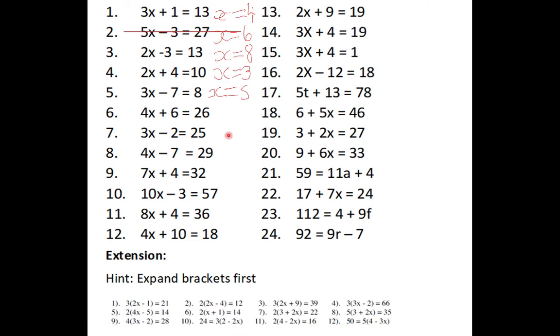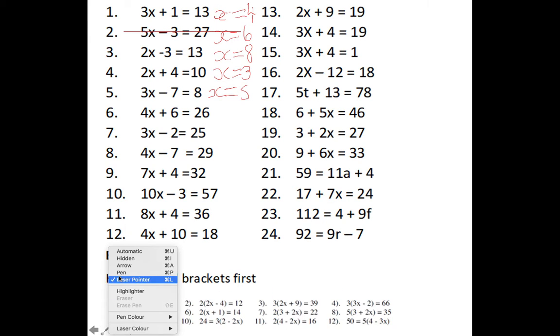So here are a few questions. You can see that I've already put the answers to the first few. So what I'd like you to do is see how many you can complete between 6 to 24. If you're ready, you can have a go at questions 1 to 12 as well.